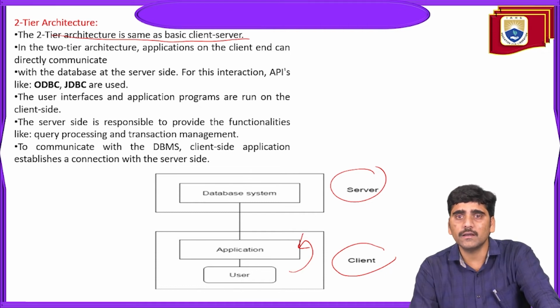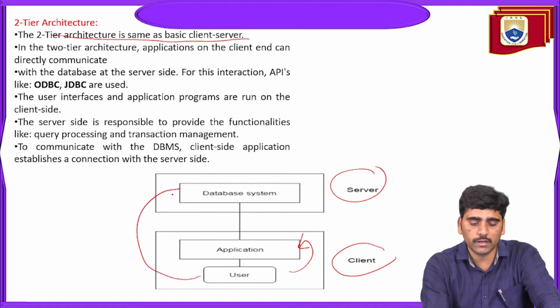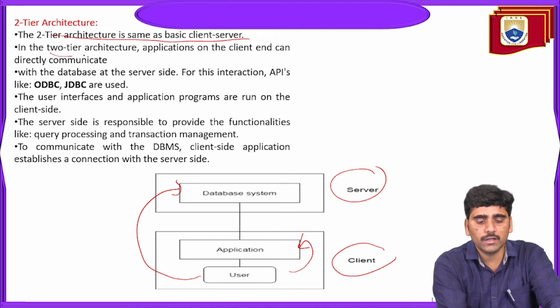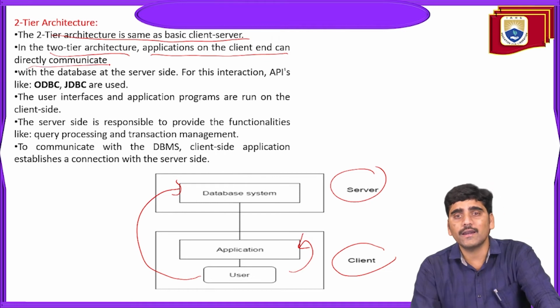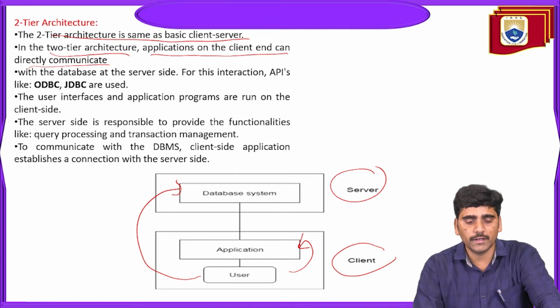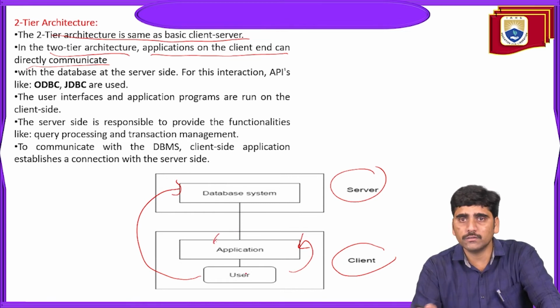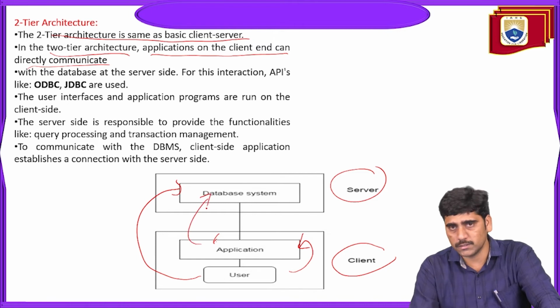An application is contacting as a middle person, as a middleware, as an intermediate bridge to communicate the user to the database. So see here, in the two-tier architecture, applications on the client end can directly communicate with the database at the server side. So these applications, not the user, communicate with the database system.